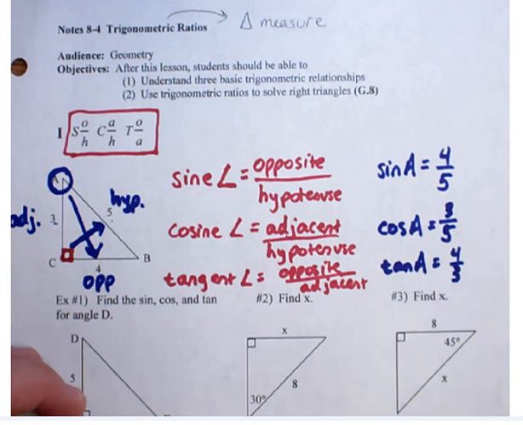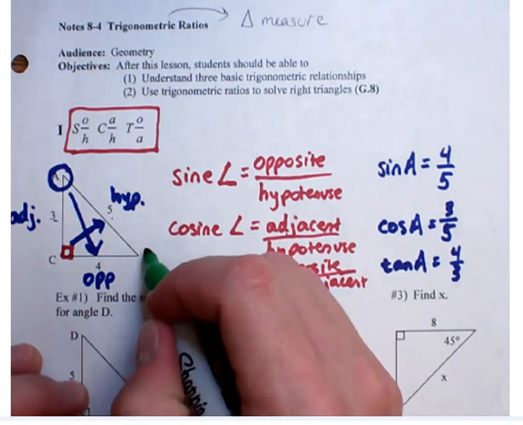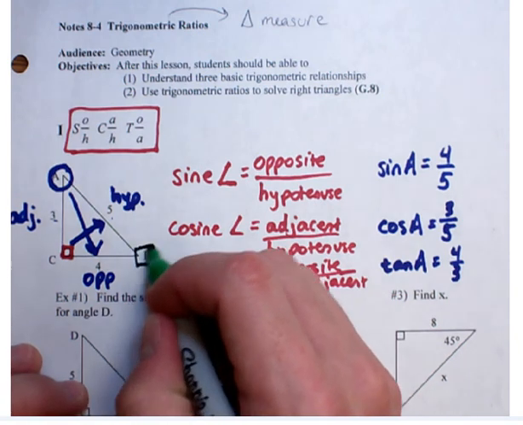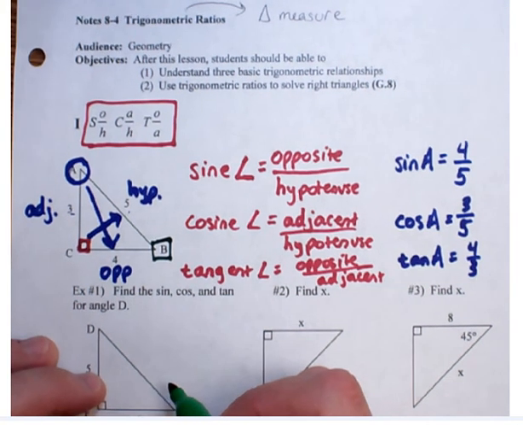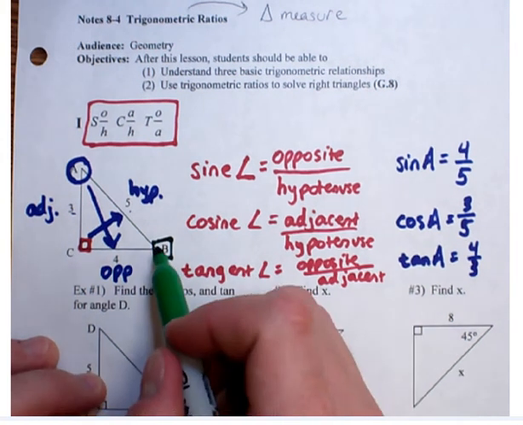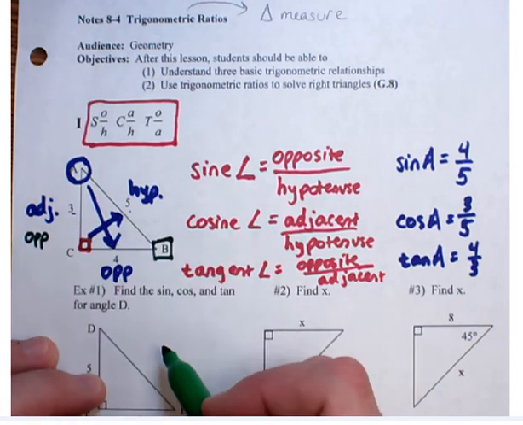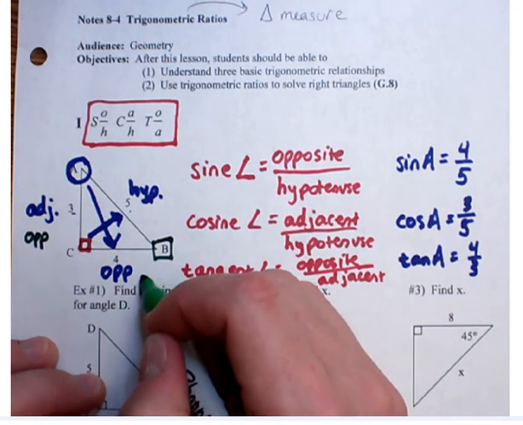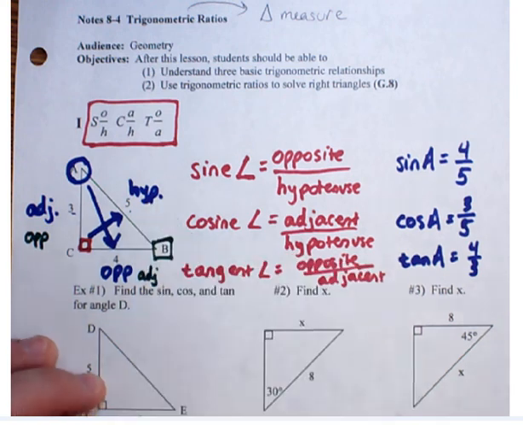Now, the other thing that we can do here, what if you had chosen a different angle? What if we had decided to look at angle B here? Well, which side would be opposite for angle B? The opposite would actually be the 3. The adjacent would be the 4, and then the hypotenuse would still be the same. The hypotenuse would still be the 5.